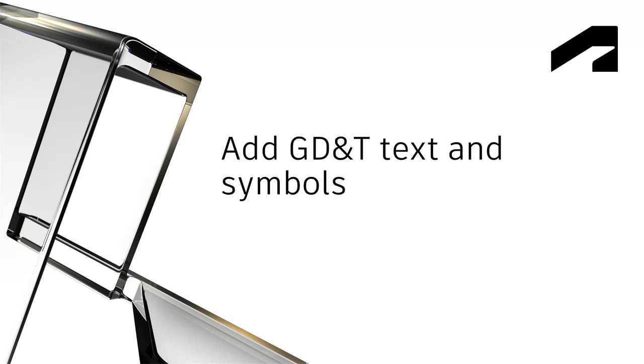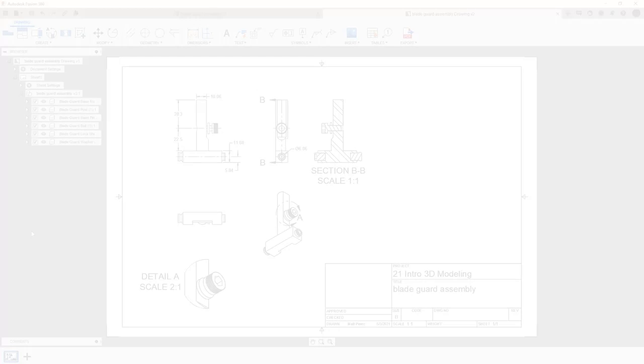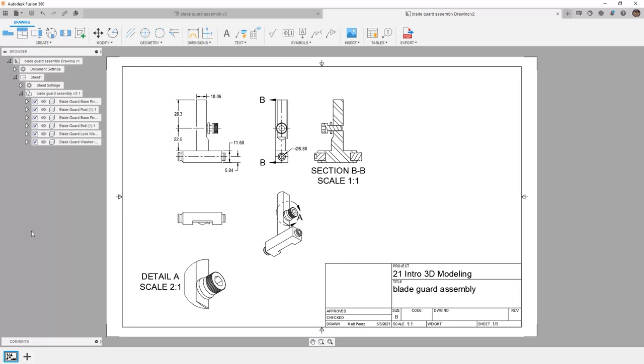In this video, we'll add GD&T text and symbols. After completing this step, you'll be able to add GD&T annotations and use text. In Fusion 360, we want to carry on with our blade guard assembly drawing.